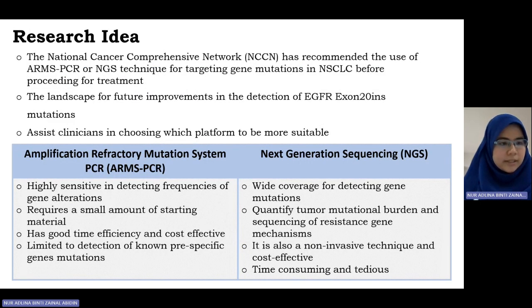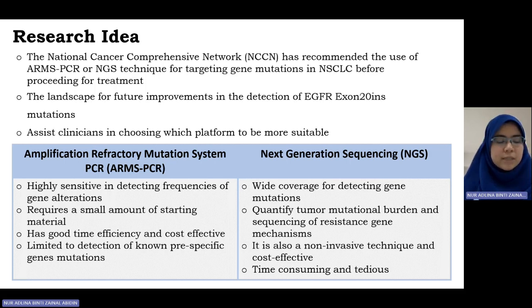This research idea was inspired by the National Comprehensive Cancer Network, which has recommended the use of ARMS PCR or NGS techniques for targeting gene mutations in non-small cell lung cancer before proceeding to treatment. I hope this experiment can be a landscape for future improvements in the detection of EGFR exon 20 insertion mutations, as well as assist clinicians in choosing which platform is more suitable for detecting mutations in non-small cell lung cancer before proceeding to treatment.